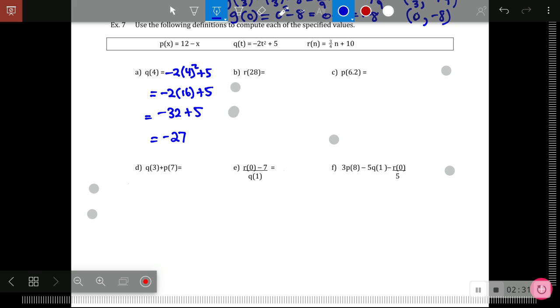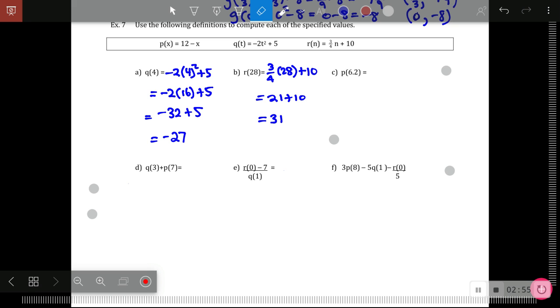Okay, and when we get to the next one, it says r of 28. Let me pick up the right tool. R of 28, so that means we're going to be using this definition, and we're going to put a 28 for the n. So let's see what this gives us. Plugging in 28 times 3/4 gives 21, and 21 plus 10 is 31.